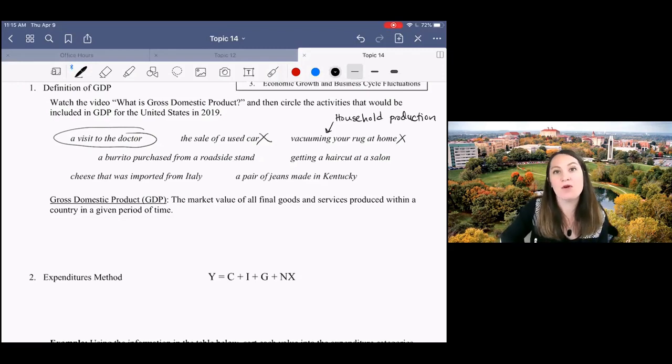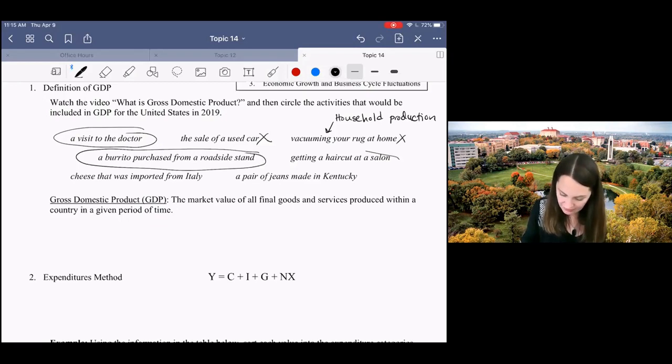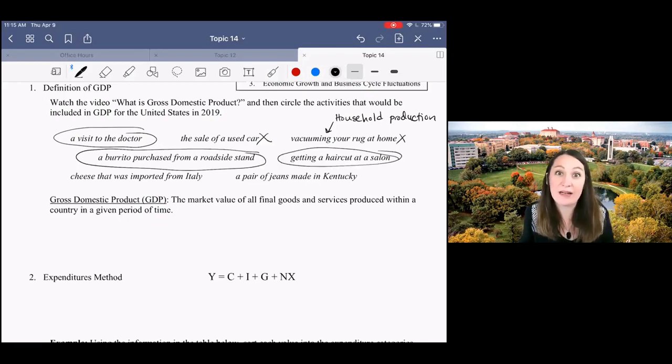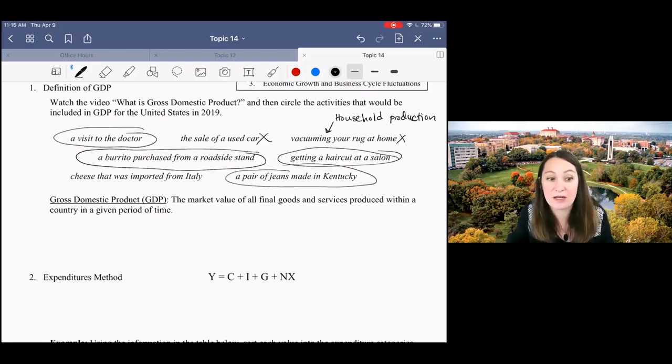When you vacuum your rug at home, it doesn't count towards GDP, but if you hire a cleaning service to come vacuum your rug, it would count towards GDP. Because the government can't observe household production, it can't be included in GDP. Ideally, we would like to include it because those productive activities are part of our aggregate production. All right, so burrito, definitely gonna count. Haircut will count. Cheese from Italy will not count because we're measuring US GDP, but jeans from Kentucky will count.